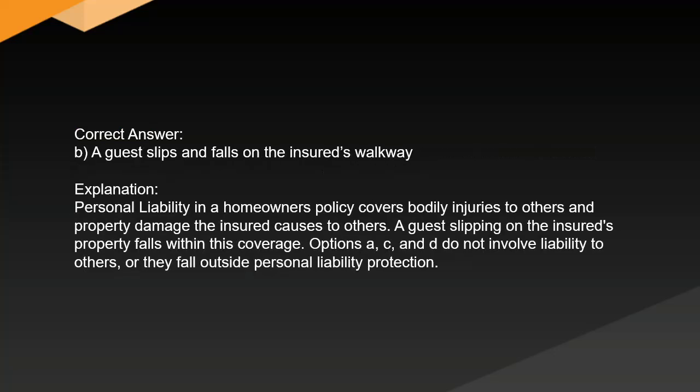Correct answer. B. A guest slips and falls on the insured's walkway. Explanation. Personal liability in a homeowner's policy covers bodily injuries to others and property damage the insured causes to others. A guest slipping on the insured's property falls within this coverage. Options A, C, and D do not involve liability to others, or they fall outside personal liability protection.